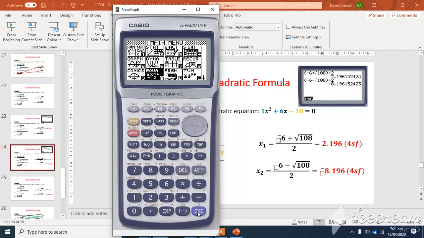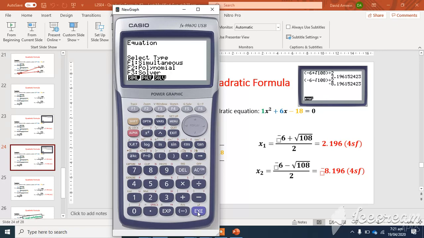Go into that by pushing your blue execute button. There's different types of equations your calculator can solve. Simultaneous equations, polynomial and solver. We're going to use the polynomial, which are powers of 2, powers of 3, powers of 4, and so on. So let's go into F2, which is polynomial. Now this is a quadratic, which is an x squared, x to the power of 2. So we're going to use a degree of 2, which is F1.